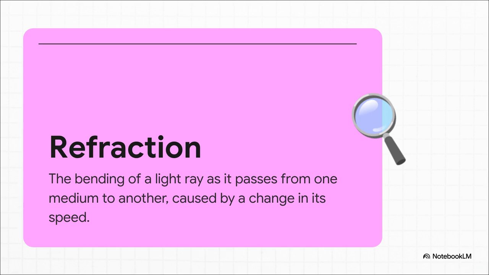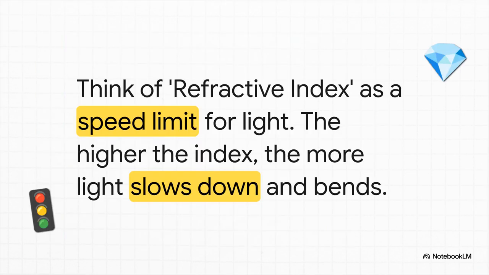And here's the key. Light doesn't travel at the same speed through everything. It moves at its top speed in the vacuum of space, but it slows down a little bit when it goes through air. And when it hits something denser, like water or glass, it slows down even more. And it's that sudden change in speed that forces the light to bend, to change its path. You know, the way scientists measure this is with something called a refractive index. But honestly, you can just think of it as a speed limit for light.